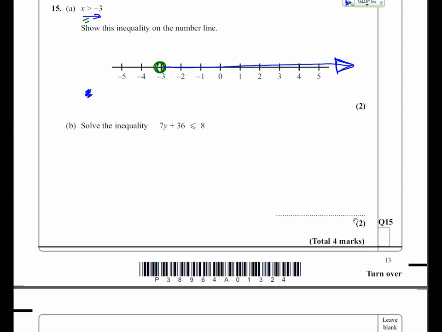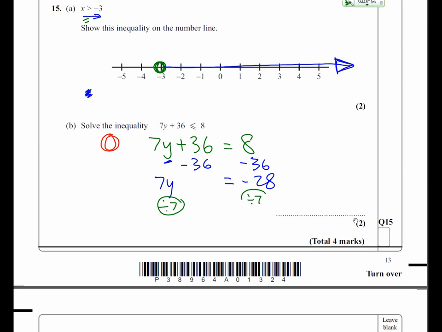Okay, solve the inequality. Hopefully you can solve equations that look like this. So let's do another cheat. Let's pretend that it wasn't that, it was an equals, and then we'll solve that, and then we'll cheat again. So, we want y on its own. So take 36 from both sides of the equation, and you get 7y equals 8 minus 36. If you're not very confident with these, just use your calculator to help you in the calculator paper. We want y on its own. We've got 7 times y, so divide by 7. 28 divided by 7 is 4. It's a negative, so it's negative 4.